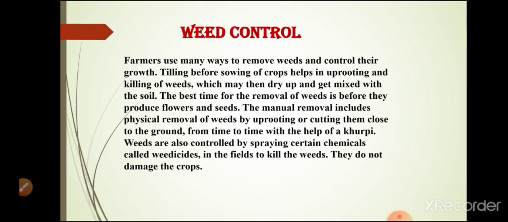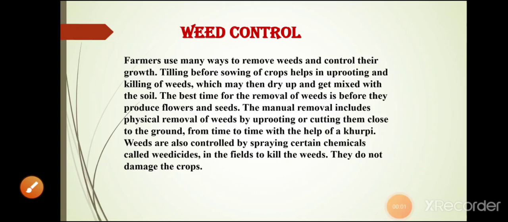Now we will talk about how we manually remove the weeds: by pulling out the weeds with the help of a khurpa, right? Or cutting them close to the ground. Then a seed drill is also used to uproot the weeds. About the seed drill, I already explained to you in the previous class.